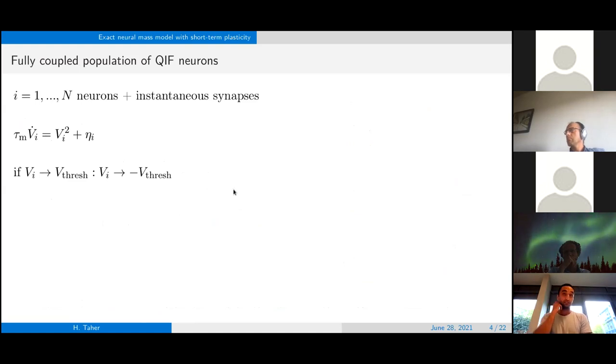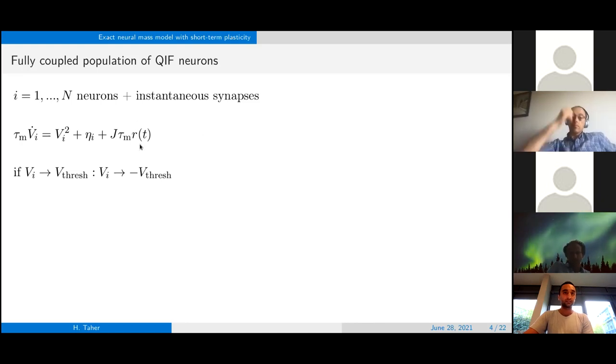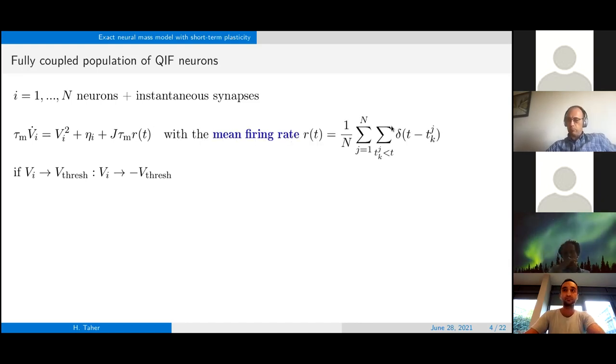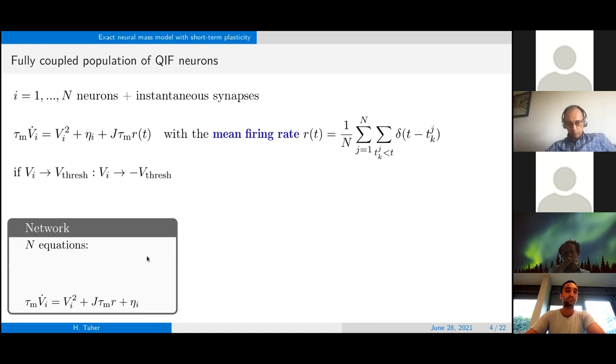The model consists of a network of quadratic integrate-and-fire neurons, the QIF neurons. So we see the quadratic term in the differential equations for the membrane potential dynamics. This eta_i is some constant current depending on the index, and the neurons in the network are coupled via instantaneous synapses. The synaptic current is proportional to the firing rate of the population, and this J is some synaptic weight. The firing rate is simply given by a superposition of all spike trains. Then we have some reset rule, and overall in the network, we have N equations.